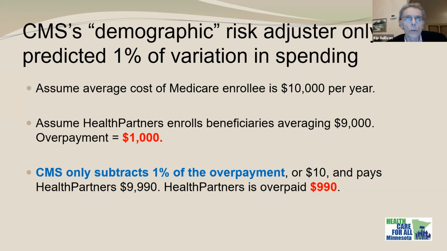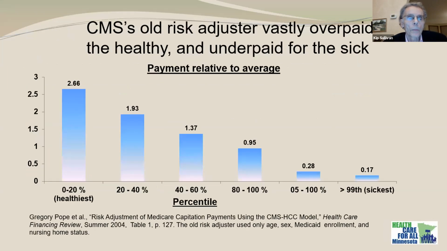So let's just take an example here of what it means to predict only 1% of the variation. Assume that the average cost of a Medicare enrollee is $10,000 per year. Assume Health Partners enrolls beneficiaries averaging $9,000 a year. So the overpayment obviously is $1,000. In an ideal, efficient, humane system, you'd want to get that premium down to $9,000. But CMS only subtracts 1% of that overpayment, or $10, and Health Partners takes $990 for no other reason than they enrolled healthier people.